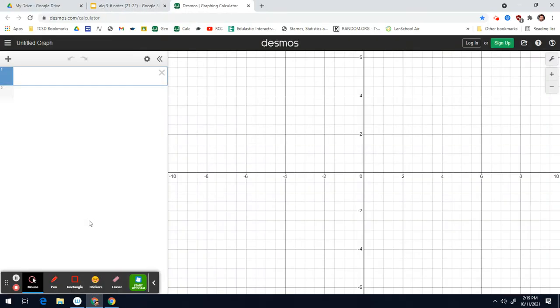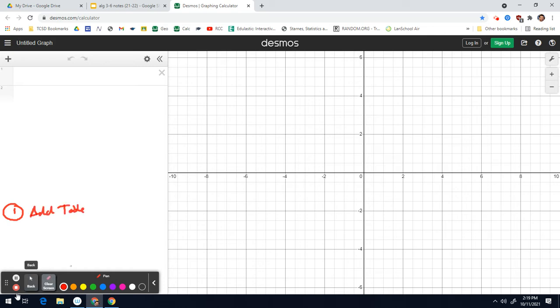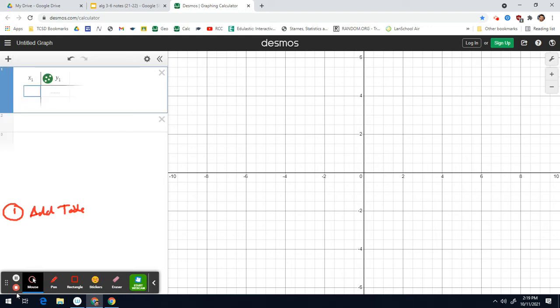I'll do some writing on here. The first thing we do in Desmos is we need to add the table. To do that, you go up here to this plus sign and click table. Now we're going to enter our data.